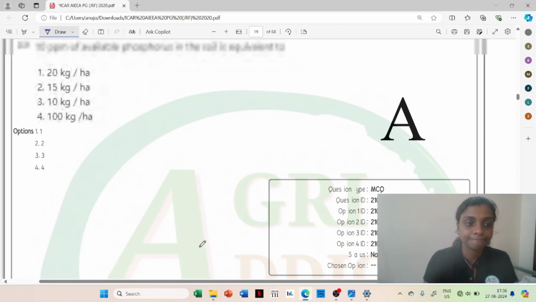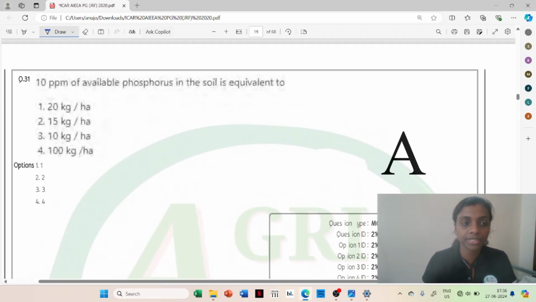Next question. It's a general agriculture question. 10 ppm of available phosphorus in the soil is equivalent to how many kilograms per hectare? The general formula is ppm into 2.24. So when you multiply 10 into 2.24, you get 22.4, which is near to 20 kilograms per hectare. Option A.